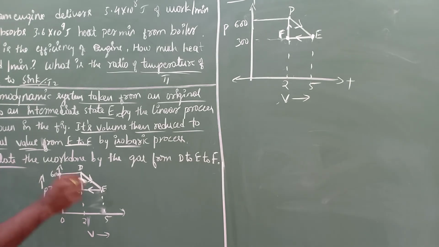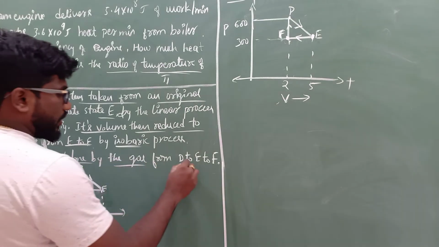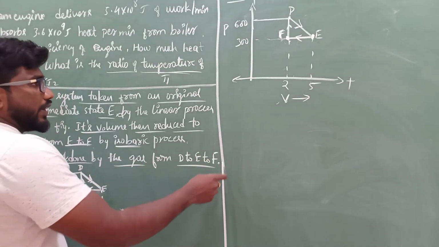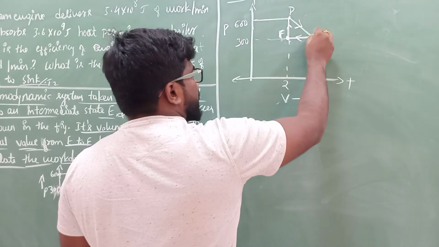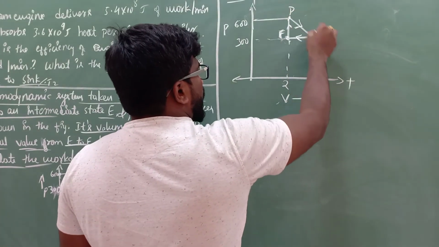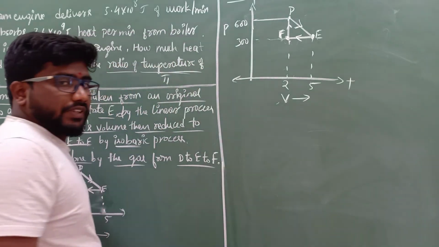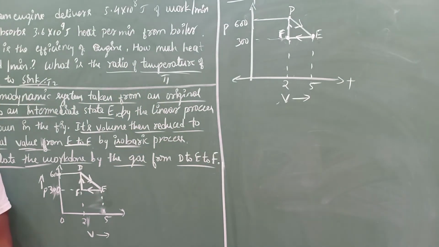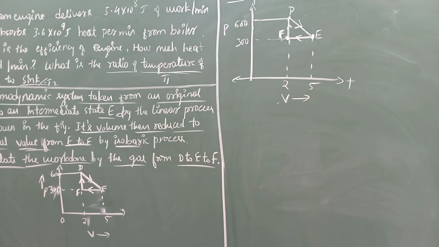Okay, now what you need to find? You need to find the value of work done by the gas from D to E to F. So from here to here, then here to here. So in this case, what will be the amount of work done? So that you need to find. If you want to find the work done, I can write it as work done from D to E plus E to F.